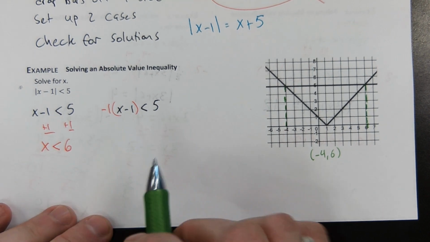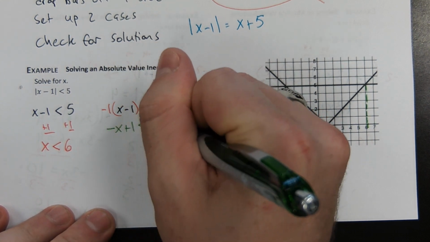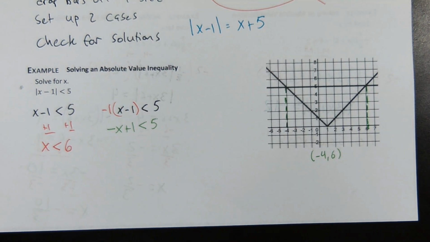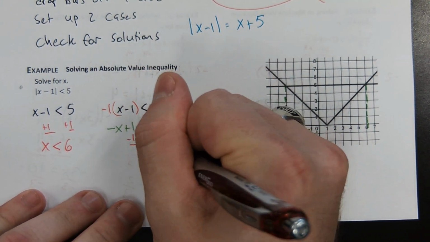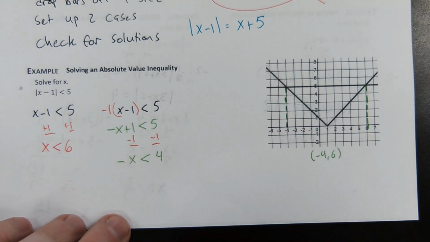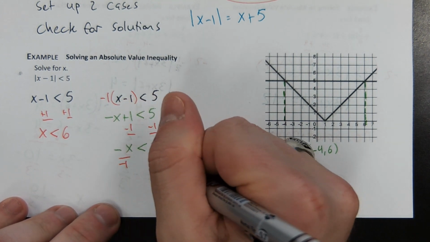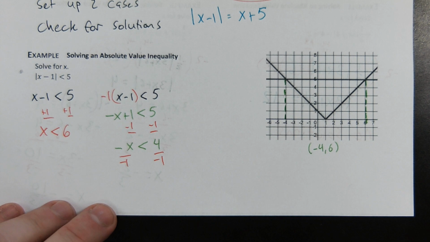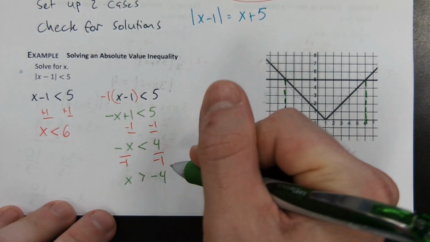When you distribute this -1, you get negative x plus 1 less than 5. We'll subtract 1. Negative x less than 4. And we'll divide by -1. And who remembers what's going to happen when I do that? Inequality. Yep. We have to flip that inequality over. X is greater than -4.